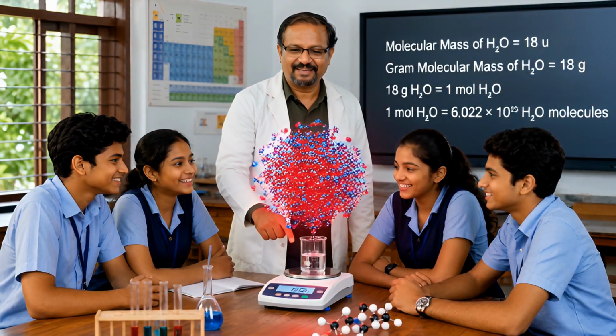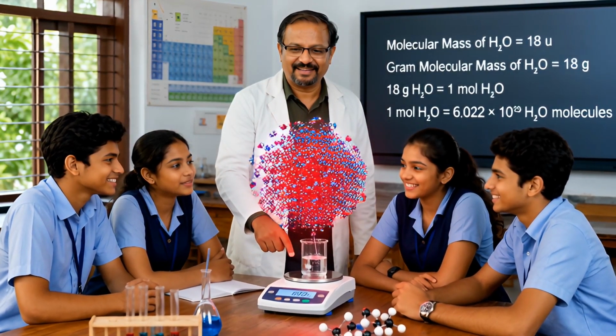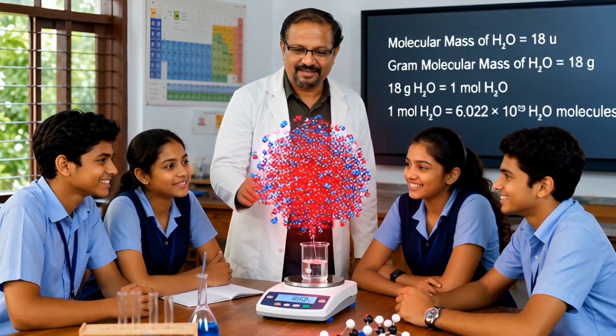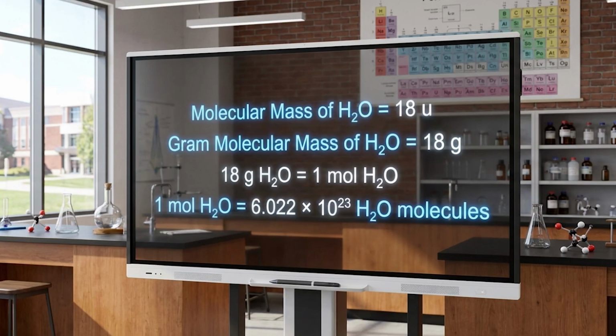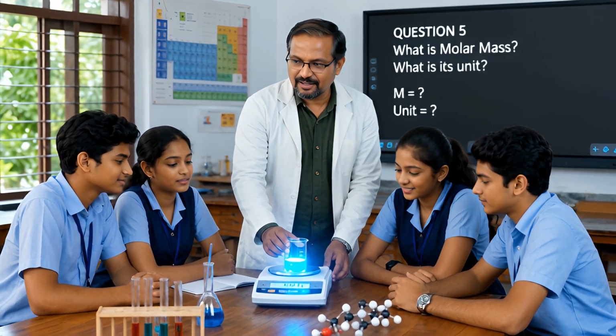Answer: when the numerical value of the molecular mass of a substance is expressed in grams, it is called gram molecular mass. The molecular mass of water is 18 U. Therefore, the gram molecular mass of water is 18 grams. 18 grams of water contains 1 mole of water molecules. Fifth question: what is molar mass?